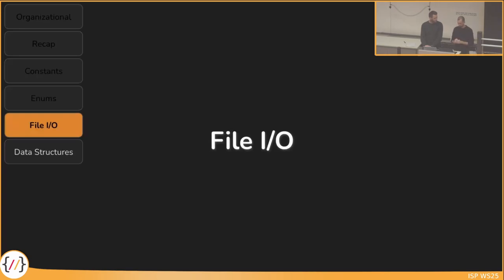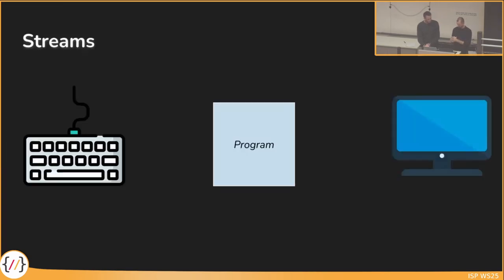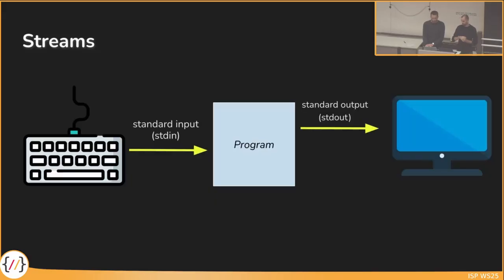Mm-hmm. So when we talk about general input and output of our program, we always say that there is this standard input from the keyboard, from the user to our program, and then there is this standard output from the program to, let's say, the terminal. Yeah. And there is another one, I think we didn't mention until now. I don't think so, yeah.